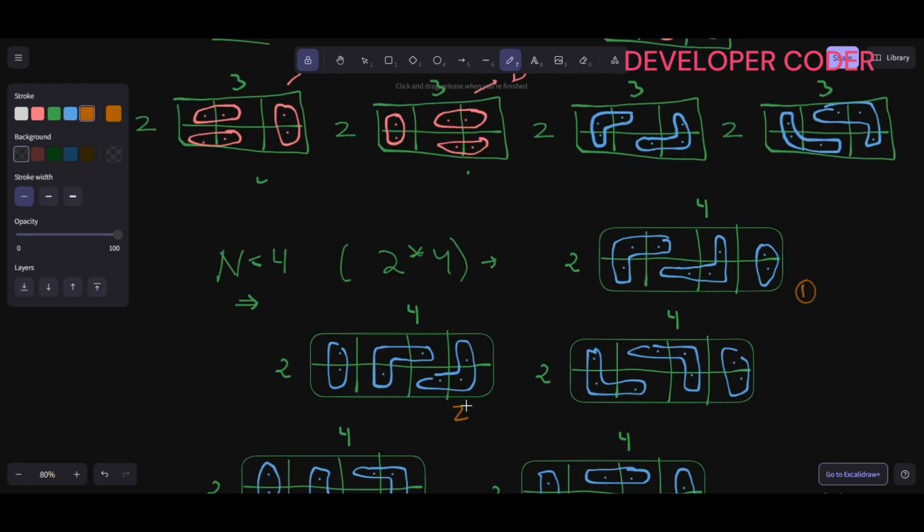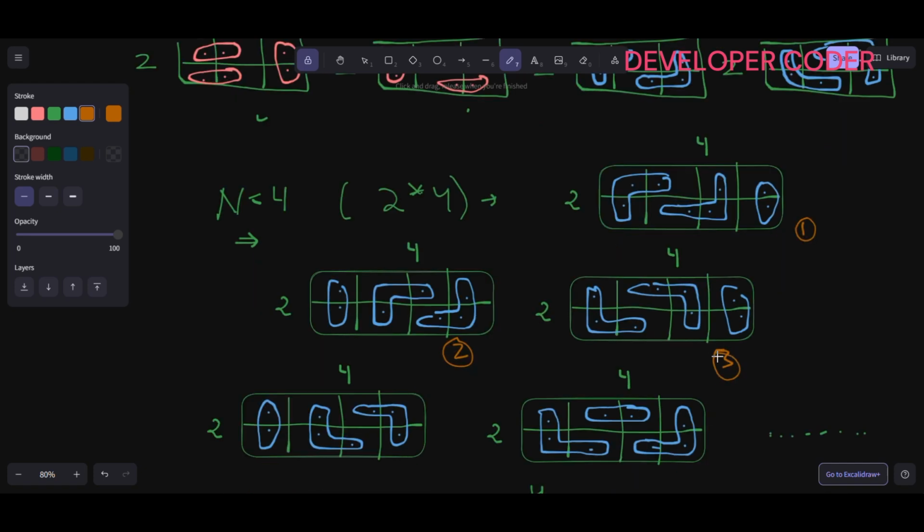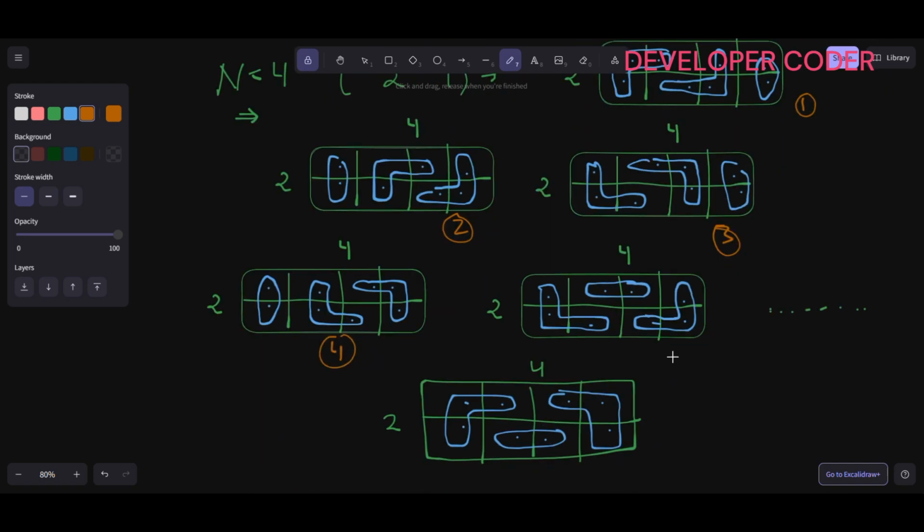1 2 3 4 5 6. Okay, 6 we have drawn, right? And there are so many. Using dominoes also there are so many, right? I think 5 with dominoes maybe.